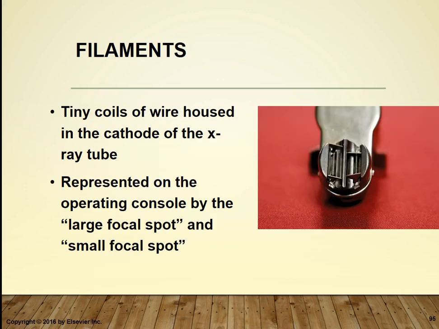The final piece of the filament circuit is the actual filament. These are those tiny little coils that are in the cathode of the X-ray tube. If you can see right here, these little coils right there. And you select the one that you want by selecting large focal spot or small focal spot. When you select one of these, then you are selecting the filament that is heated and used for the exposure.